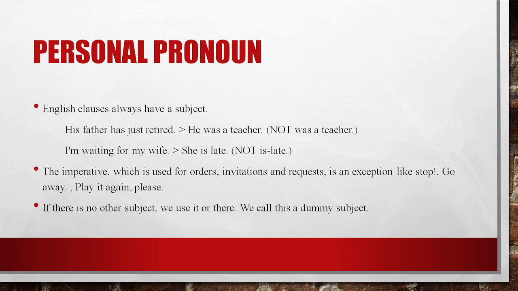Personal pronouns. English clauses always have a subject. His father has just retired. He was a teacher, not was a teacher. I am waiting for my wife. She is late, not is late. The imperative, which is used for orders, invitations and requests, is an exception, like stop, go away, play it again, please. If there is no other subject, we use it or there, which we call a dummy subject.